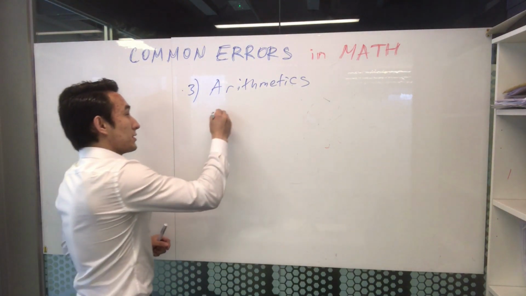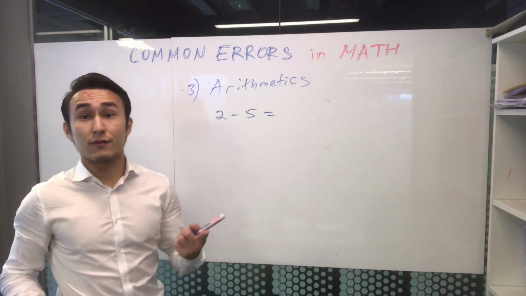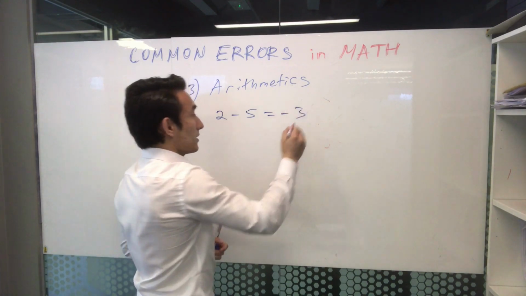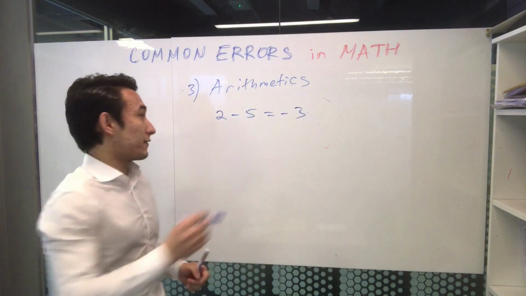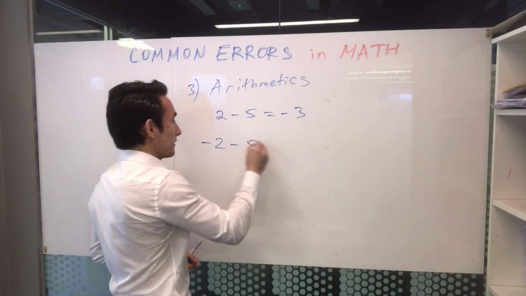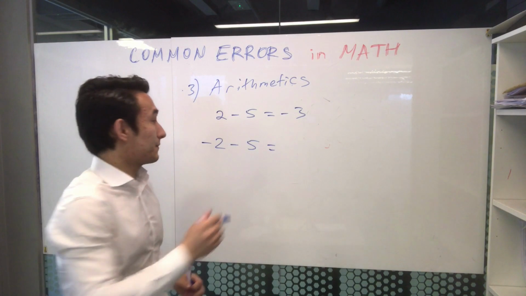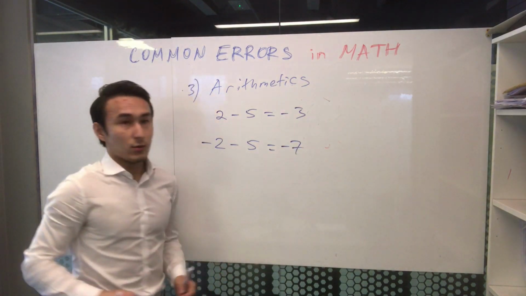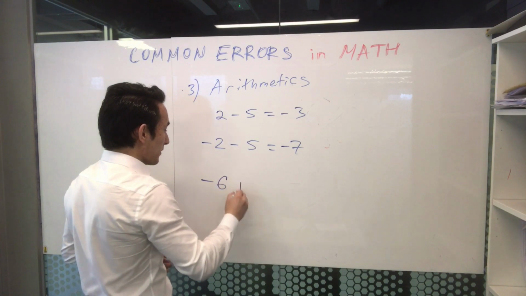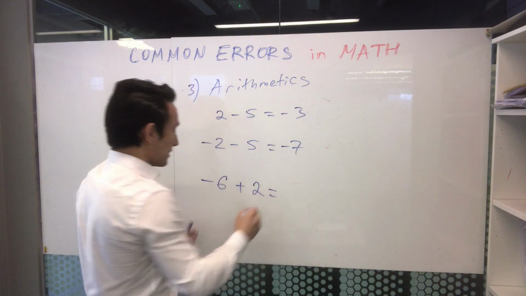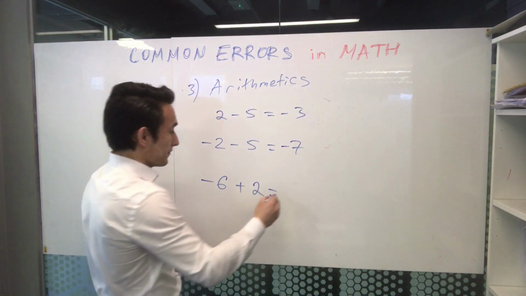For example, 2 minus 5. What is this? 2 minus 5 will be negative 3. Now what about the question, for example, negative 2 minus 5? Negative 2 minus 5 will be equal to minus 7. What about the question, for example, negative 6 plus 2? Negative 6 plus 2 will be equal to negative 4.